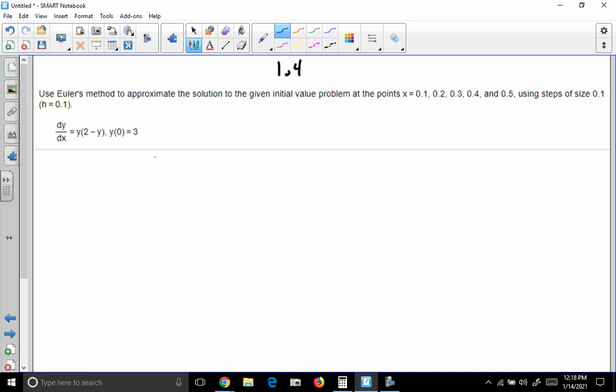Section 1.4 is on Euler's method. And Euler's method, we mentioned briefly in class, is a numeric way to approximate a solution curve for our differential equations. Now, one important part of using Euler's method is we have to have an initial condition. So it is an initial value problem, but it's a numeric approach to approximating a solution curve for an initial value problem.